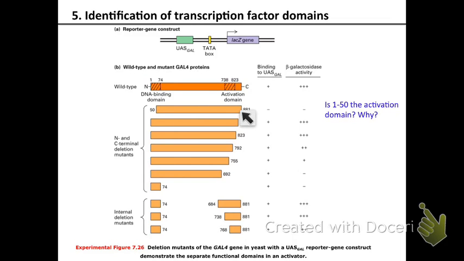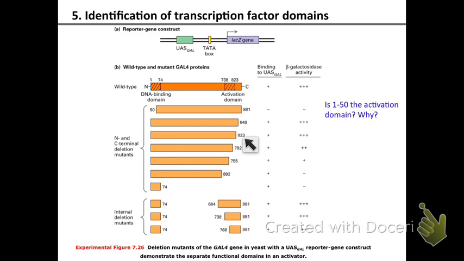And then slowly delete more and more amino acids from the C-terminus, right? So when you delete the amino acids between 848 and the end of the protein, does it have any effect on activation? No, right? So I'm going to conclude that all of the amino acids between 848 and the end are not required for activation, therefore they do not contain any sequences of the activation domain, right? And now you go further and further.